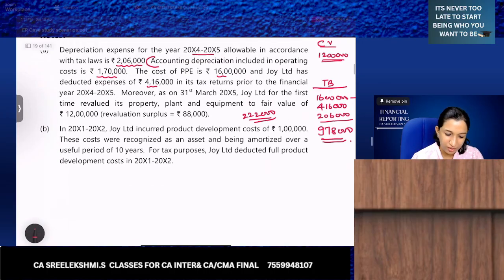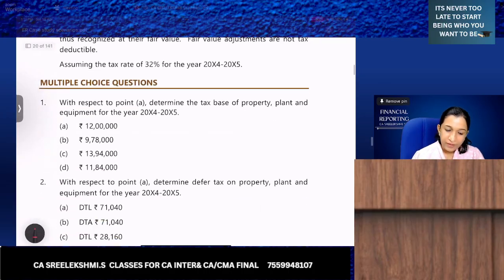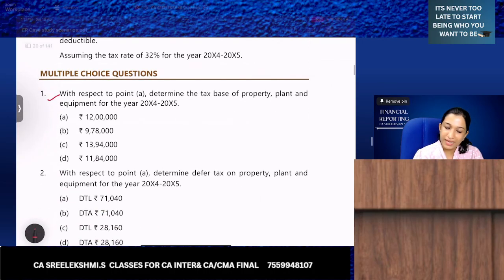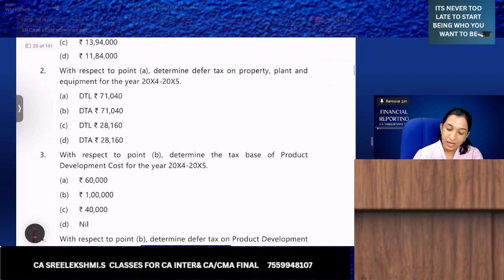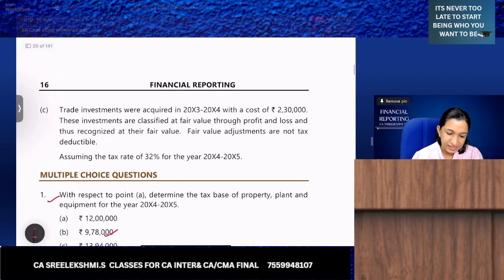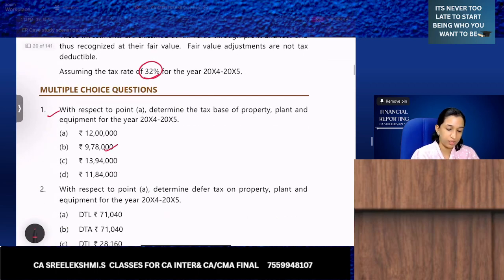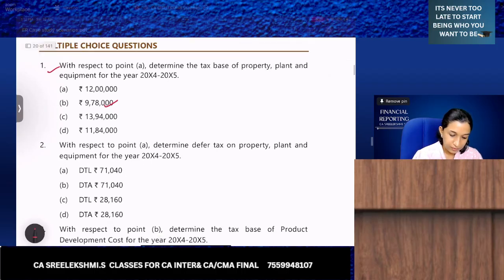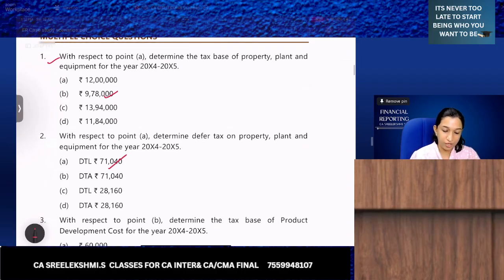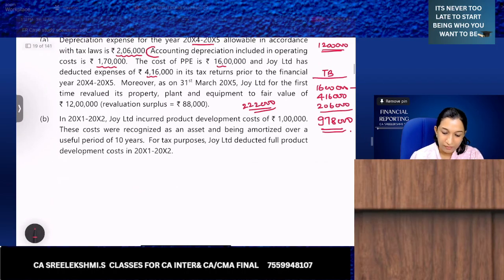Let's find out what the question is. With respect to point A, determine tax base: 9 lakh 78,000. With respect to point A, determine deferred tax on PPE. Deferred tax rate is given as 32%. So 2 lakh 22,000 into 32%, DTL 71,040.